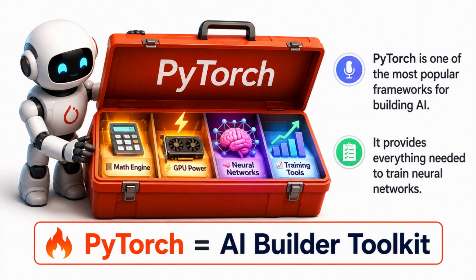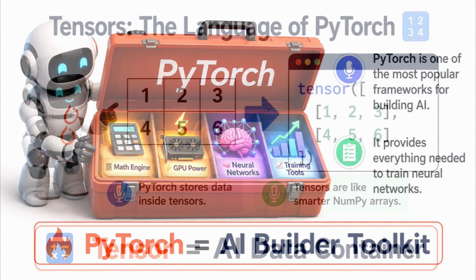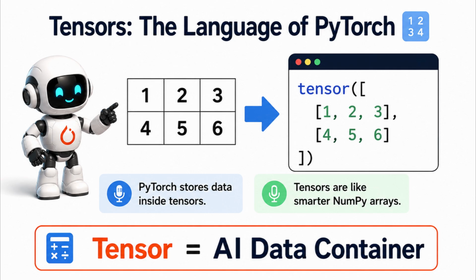PyTorch is one of the most popular frameworks for building AI. It provides everything needed to train neural networks. PyTorch stores data inside tensors. Tensors are like smarter NumPy arrays.